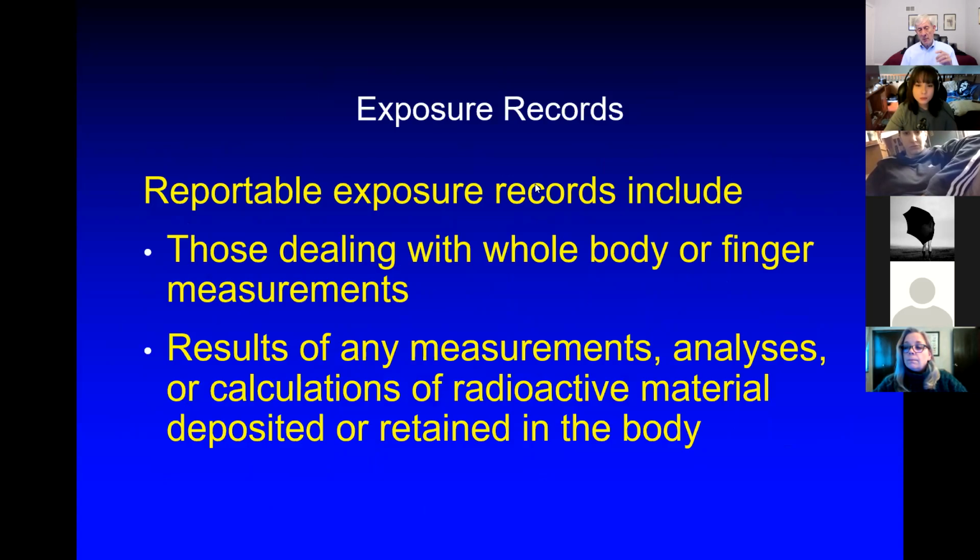What would you consider a reportable exposure record? If a reading is way too high, if it's a whole body reading, it could be reportable. A finger or a hand reading could be reportable. Measurements, internal measurements, though, let's say that you might be contaminated. Somebody did a whole body scan on you to see if you have internal dose, and all of those could be reportable exposure records depending upon how high those doses are.